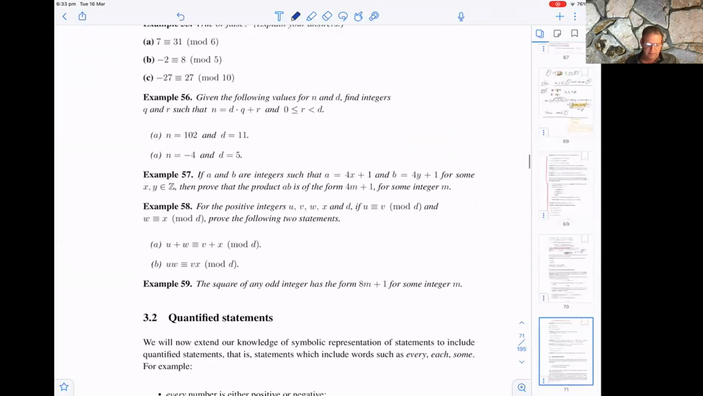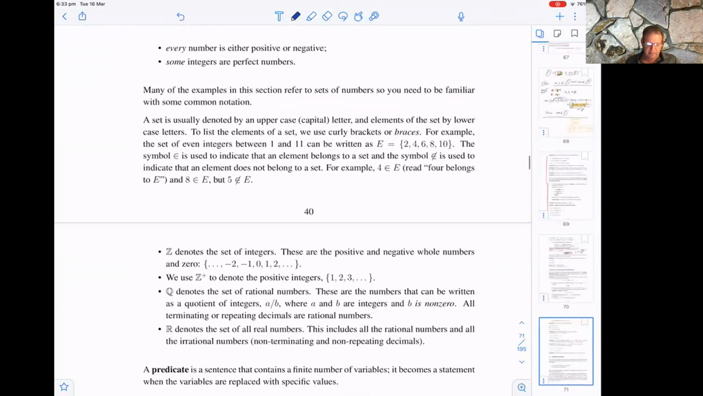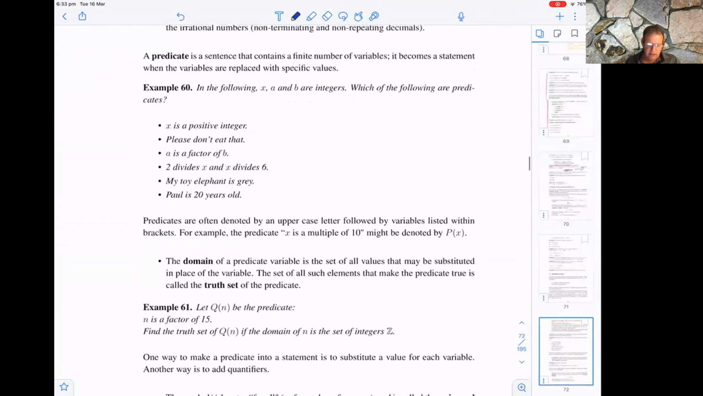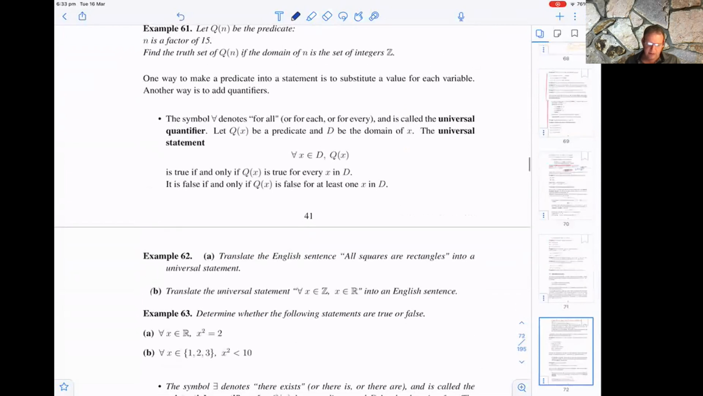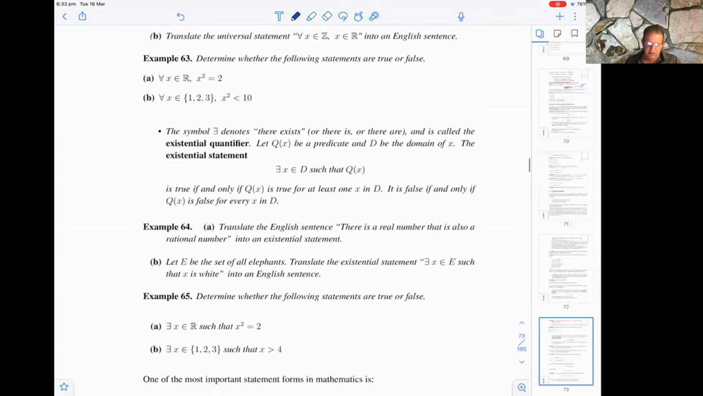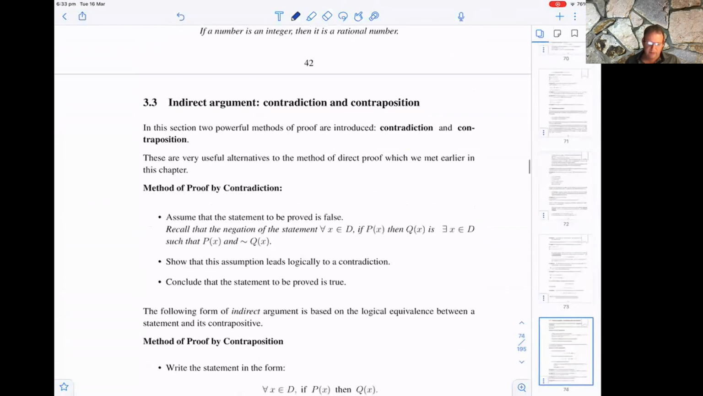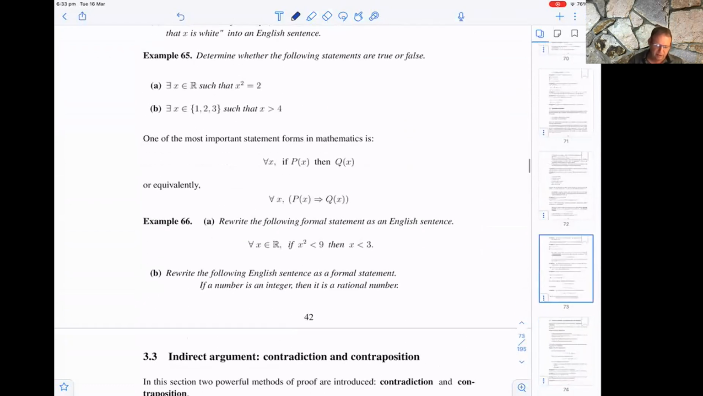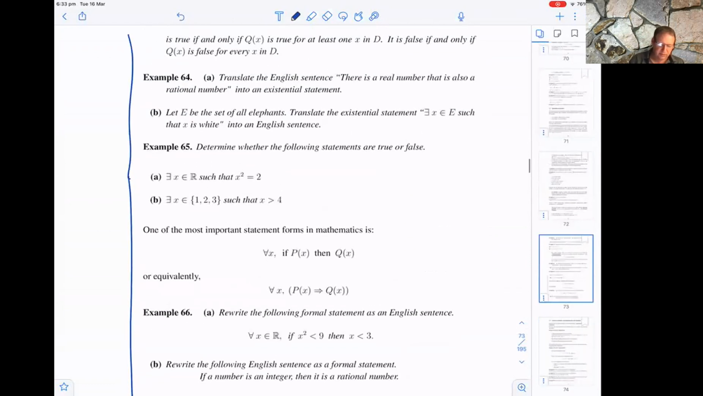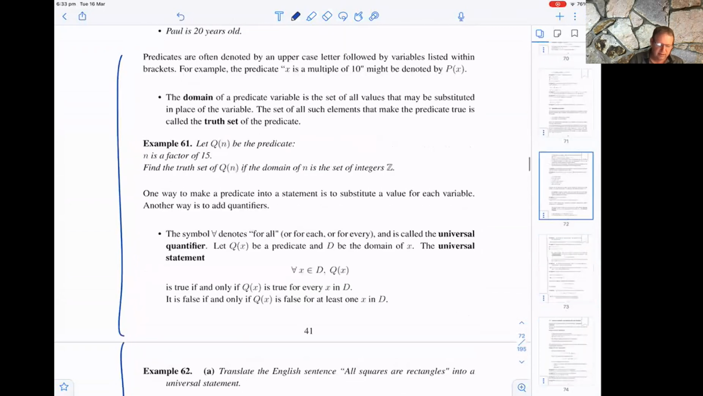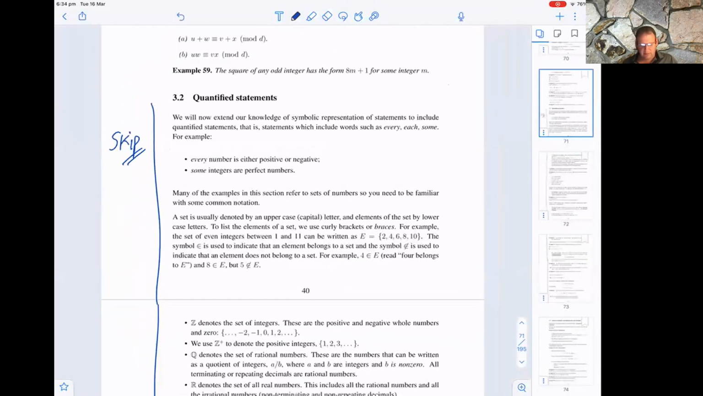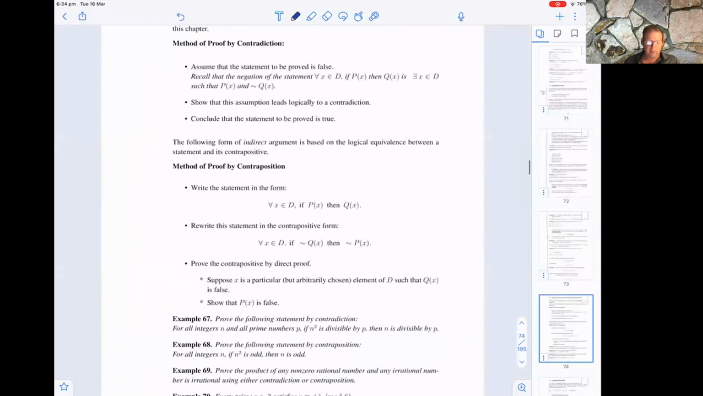We'll skip up to here, so we'll do the rest skipping all of that. I'll just note this so you have it on GitHub. I upload these scribbles to the skip. We'll just get to quantified statements informally.